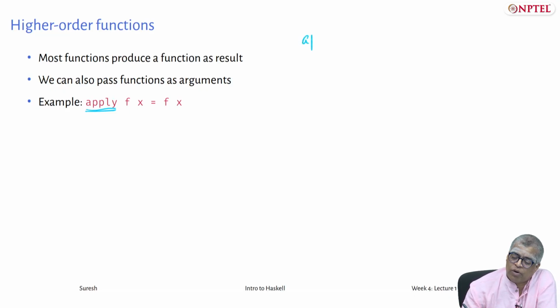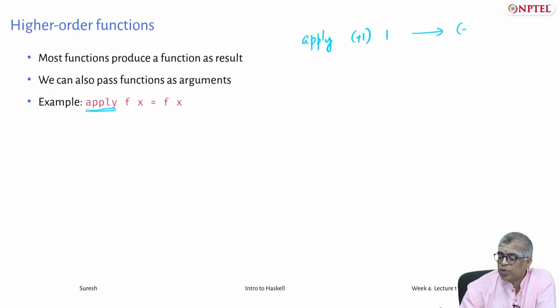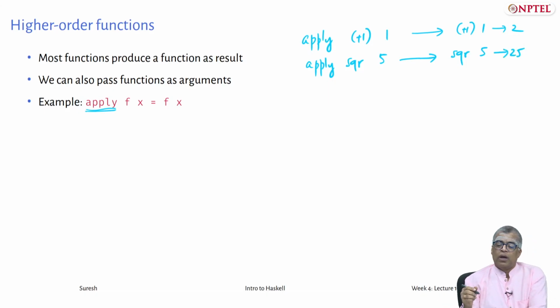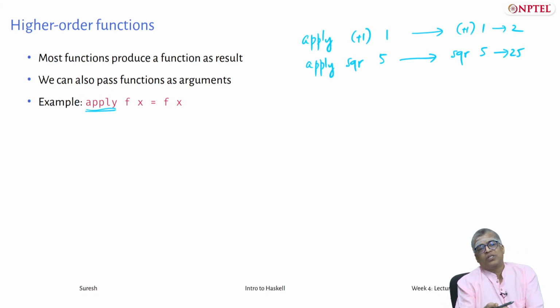So, for instance, apply of +1 1 should give you 2, is nothing but +1 being applied on 1, which is nothing but 2. Apply of square of 5 is nothing but the square function applied on 5, which is 25, and so on and so forth. Okay, and you might wonder what is the use of such a trivial function. We just want to start with the simplest higher order function possible, and this is one of the simplest. Okay, just to learn more about higher order functions, let's try to figure out what the type of apply is.